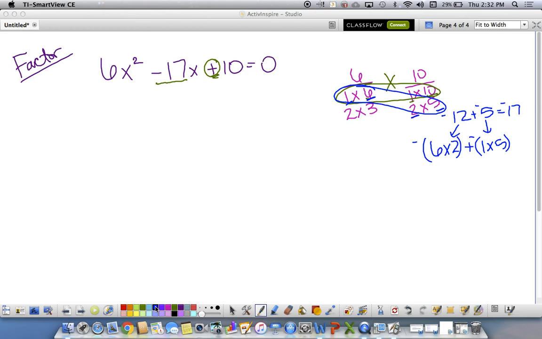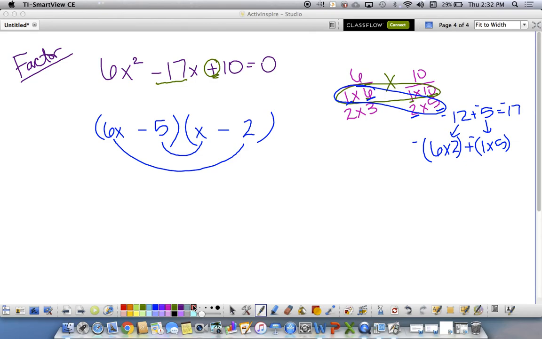Okay? So let's go over here. So I need 6 times 2. So in my parentheses, for some reason I draw first, I need a 6x and a 1x. Okay? But I need that 6 to be times a 2, and I need the 1 to be times a 5. Okay? Does that make sense? And then they both have to be negative. All right, I have something down that's factored.